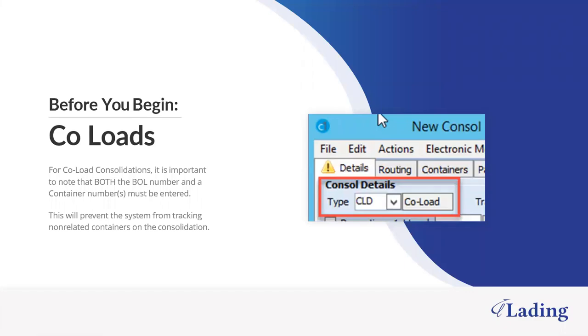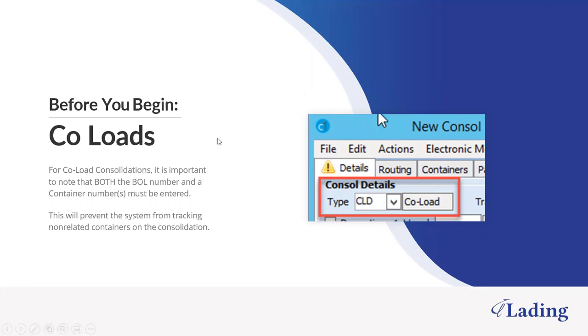The only exception to this is going to be co-loads. For obvious reason, if you're doing a co-load, you need both the bill of lading number and the container number. The reason for this is it'll prevent the system from tracking non-related containers on the consolidation.